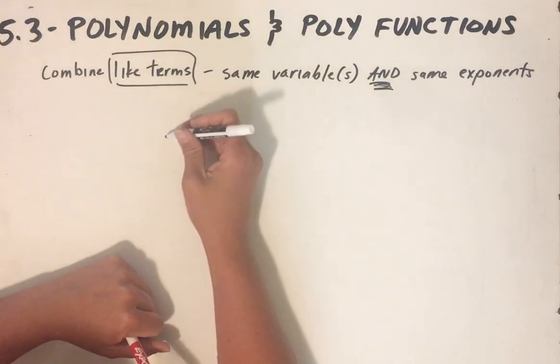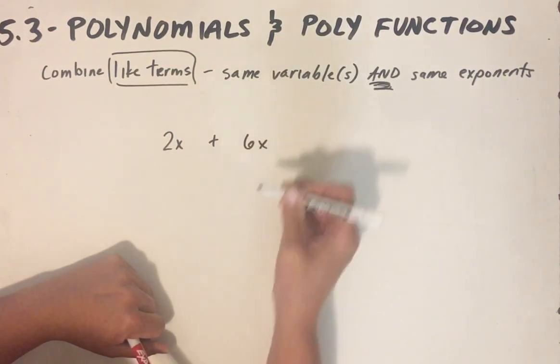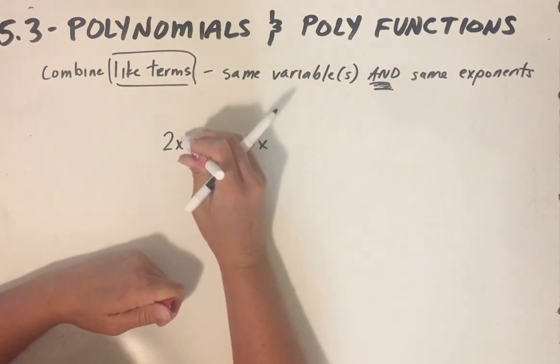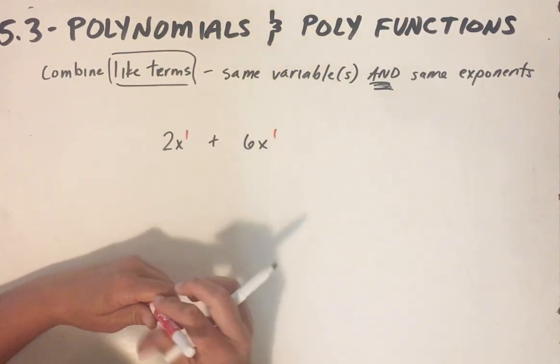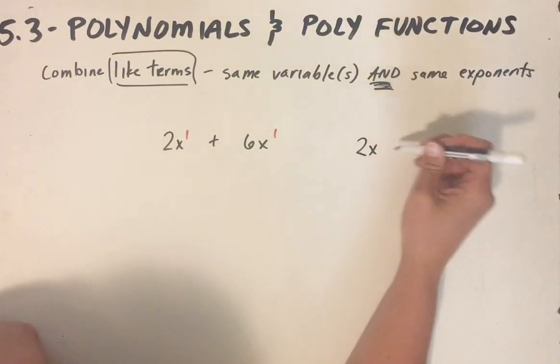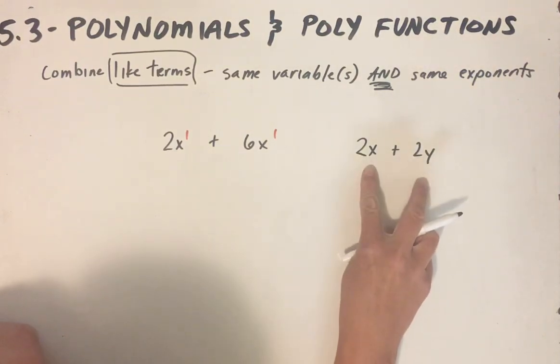Anyway, so like terms: same variables and same exponents. So question is, 2x and 6x, are they like terms? Well, they have the same variable and the same exponent. The exponent here is 1. Okay, so these are like terms. Well, what about 2x and 2y? Are these like terms? Well, those are different variables, so they're not like terms.